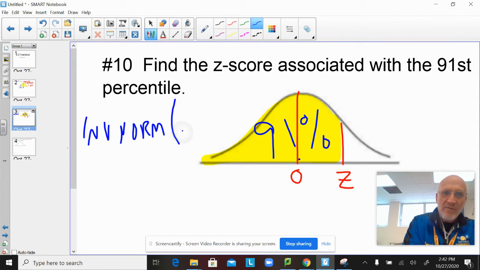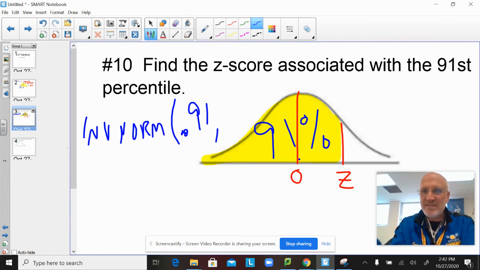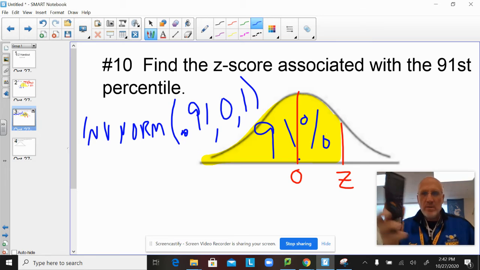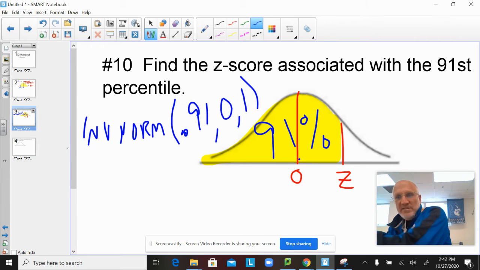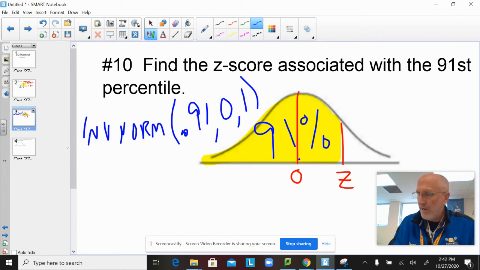And the area to the left is, in fact, 0.91. And the mean and the standard deviation, since it wants z-scores, are 0 and 1. I just go right to the calculator and go second distribution, inverse normal, 0.91, comma, 0, comma, 1. I better get a number bigger than 0, like how many standard deviations above the middle? Remember, it won't be as high as 3 because that'd be like 99.7. So it should be somewhere between 0 and 3. And I get 1.341.